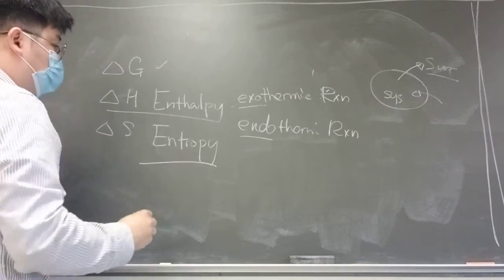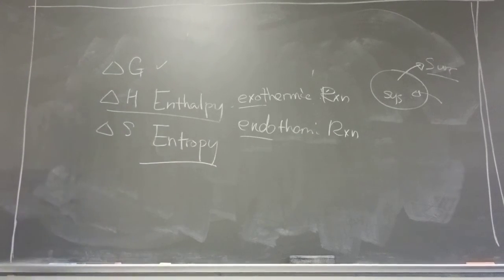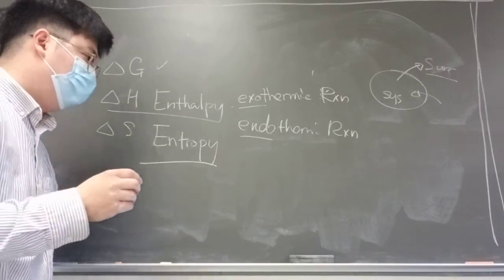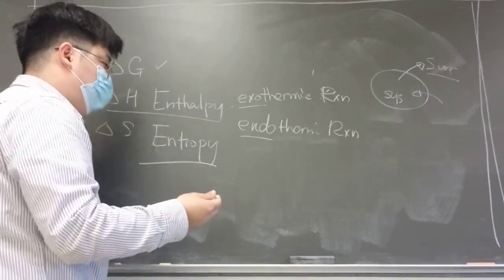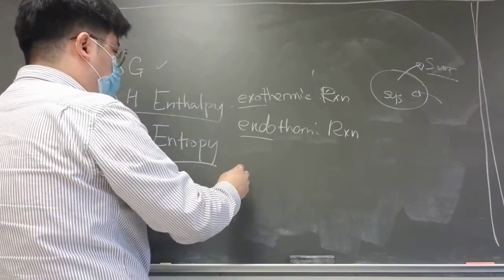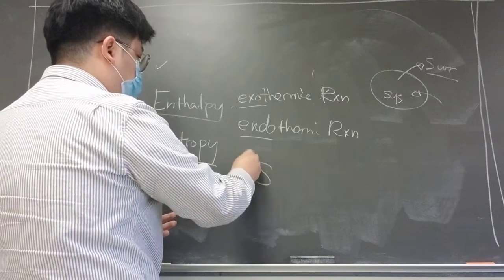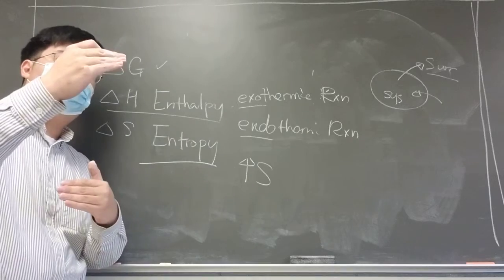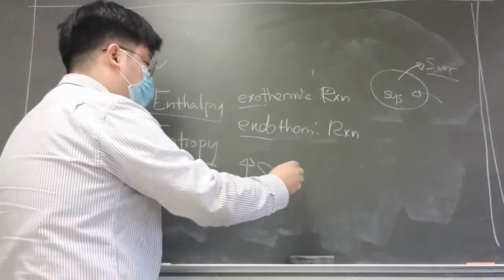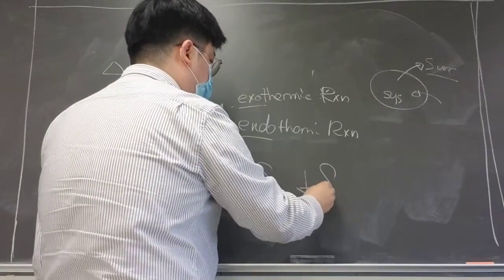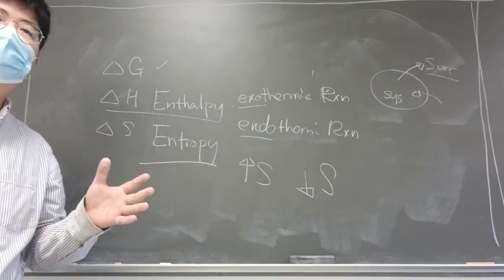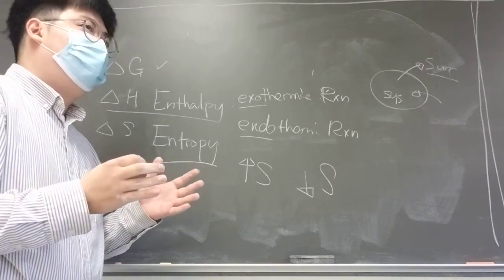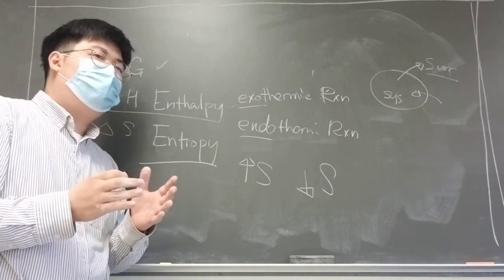So entropy usually indicates the degree of randomness or disorderliness of the system. So let's say you have a high entropy. That means there's very high disorderliness in the system. And if it's very low in entropy, it means everything is well organized in the system.